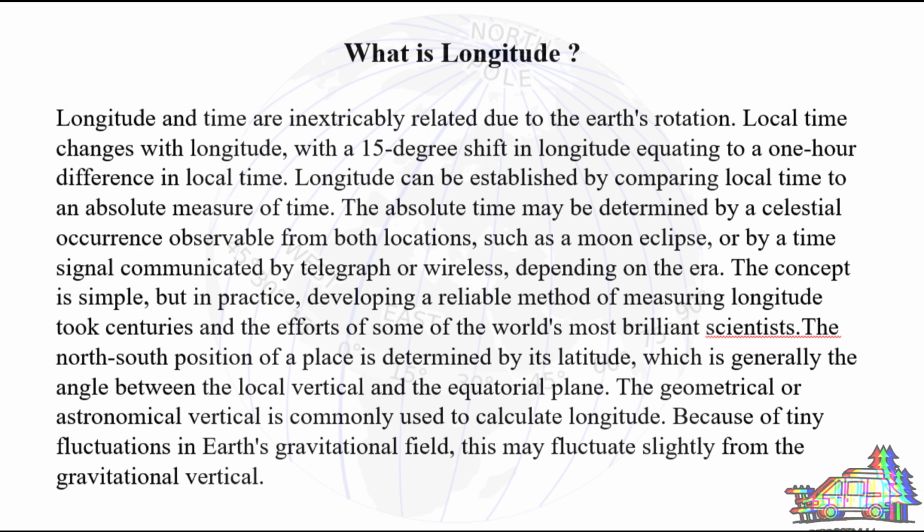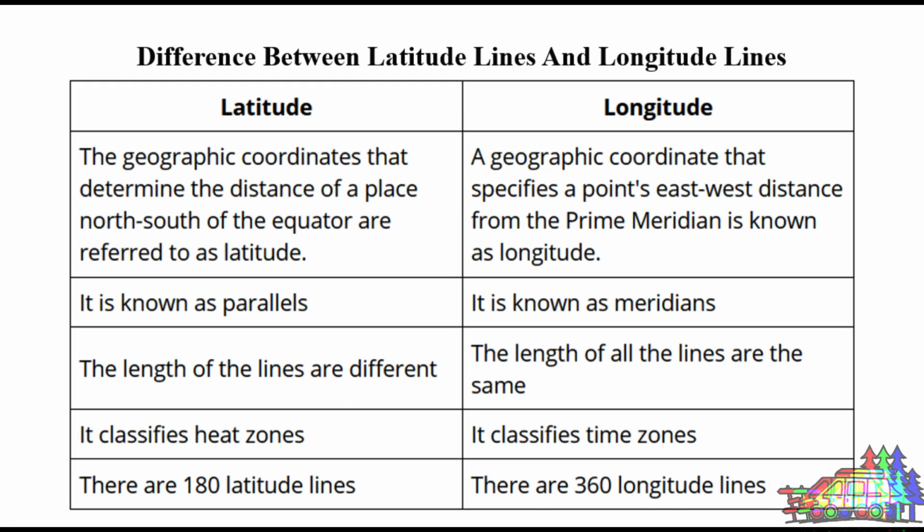The north-south position of a place is determined by its latitude, which is generally the angle between the local vertical and the equatorial plane. The geometrical or astronomical vertical is commonly used to calculate longitude. Because of tiny fluctuations in Earth's gravitational field, this may fluctuate slightly from the gravitational vertical. Difference between latitude lines and longitude lines.